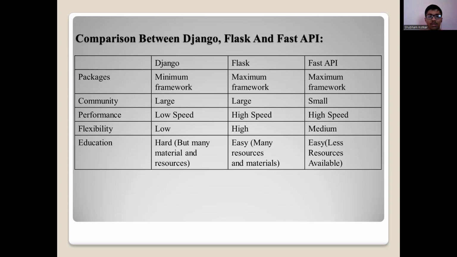If our concern is performance, speed, then Flask and FastAPI are good, and Django has lower speed. Also, the flexibility of Django is low, FastAPI is medium, and Flask is high. From a learning point of view, Django is hard to learn, but it has many materials and resources available on the internet. Flask and FastAPI are easy to learn, but FastAPI has fewer resources available.